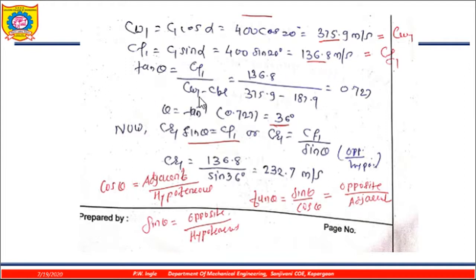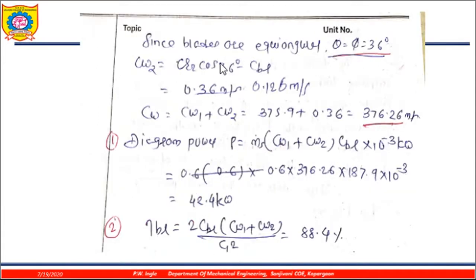Then tan theta equal to CF1 upon CW1 minus CBL. Then you are getting the theta angle. Then CR1 sin theta equal to CF1, so you are getting CR1. I have written the trigonometric formulas over here. Now since blades are equiangular, theta equal to phi equal to 36 degree. So you are getting CW2. Then CW equal to CW1 plus CW2.